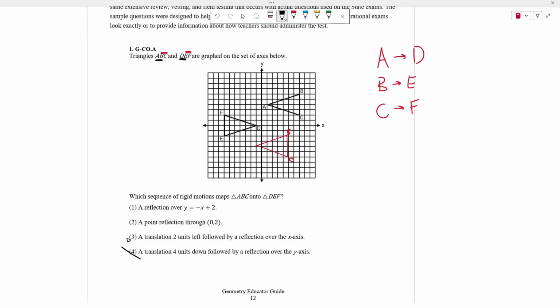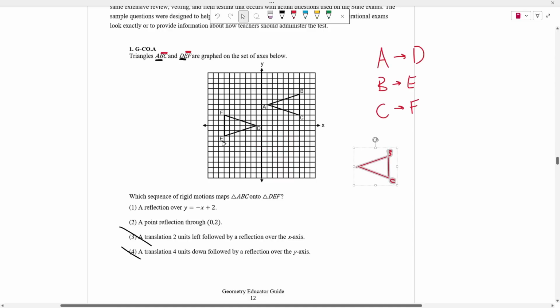Right? Now, choice 2 says that this rigid motion is a point reflection over (0, 2). Now, how do we figure out what a point reflection is? We figure out what the point reflection is by drawing lines that connect each one of the vertices together and seeing where those lines intersect. I've gone ahead and drawn lines that connect the points that correspond to one another. So I have a line between A and D, a line between B and E, and a line between F and C.